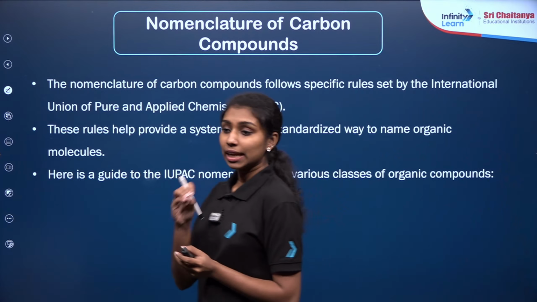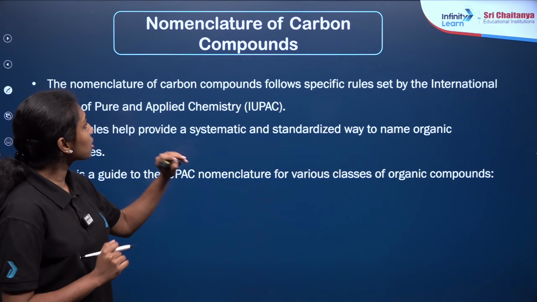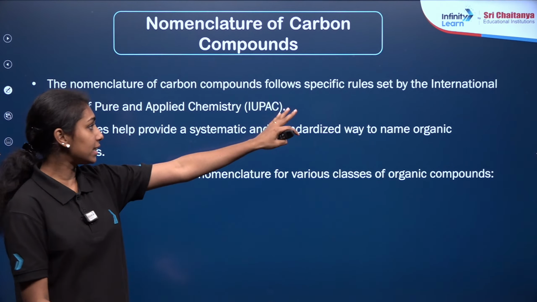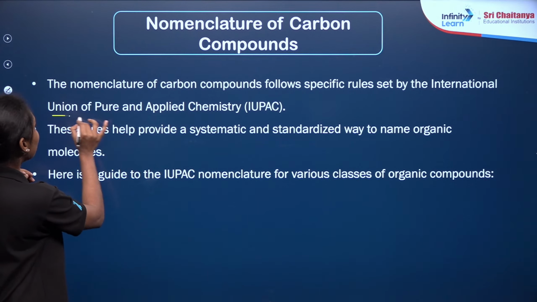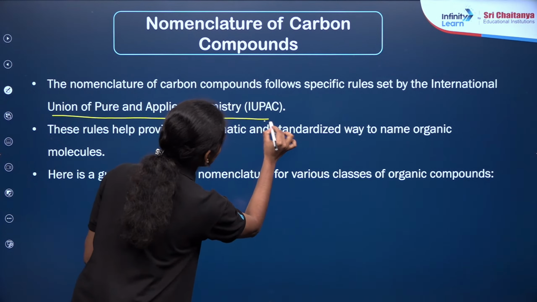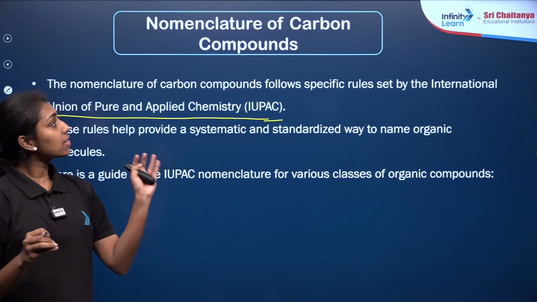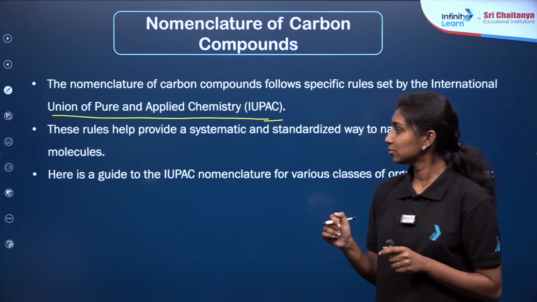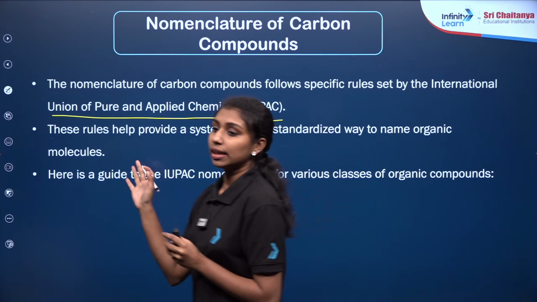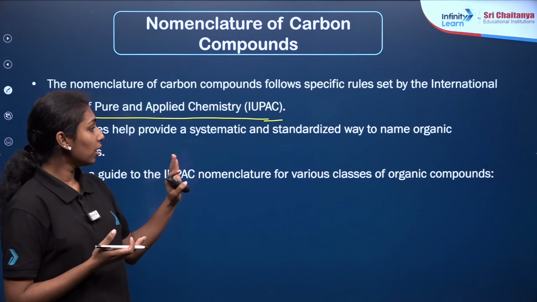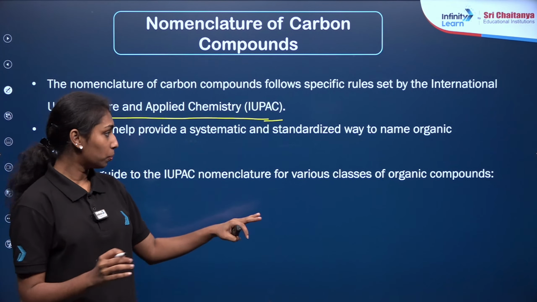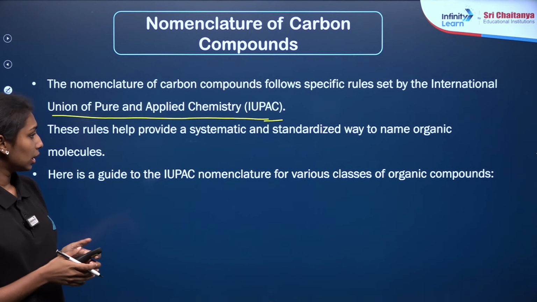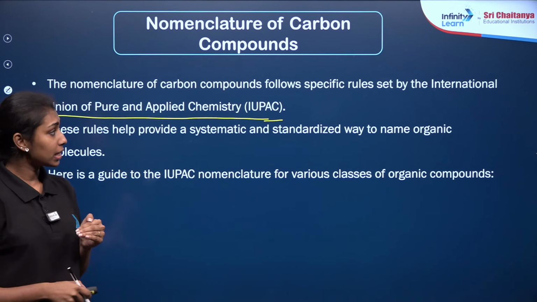Let's start with the nomenclature of carbon compounds through the IUPAC. As you already know, the International Union of Pure and Applied Chemistry, that is IUPAC, is the organization which gives names for the carbon compounds. There will be some rules to find out the name of a particular compound. So let's see one by one. What is the first step in the IUPAC nomenclature?